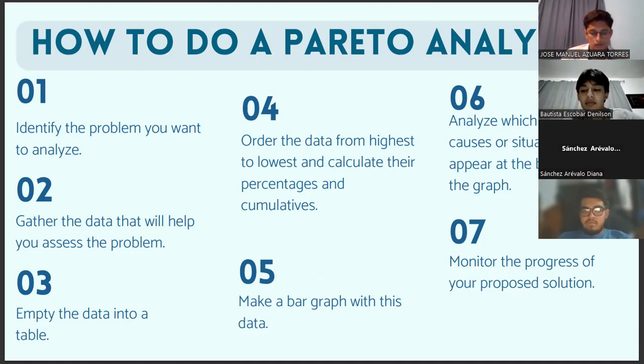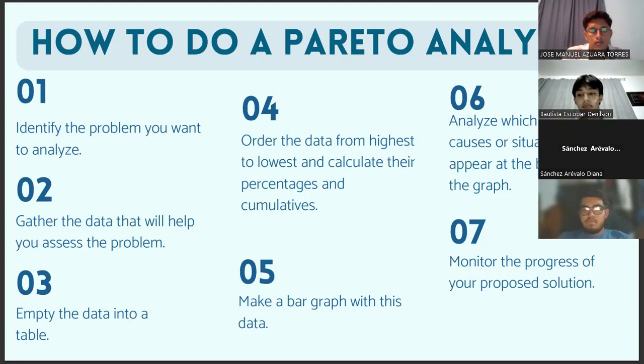Then you have point number 5, and you have to make a bar graph with this data. In the vertical axis on the left side, you have to put the magnitude of each factor, and in the vertical axis on the right, you have to put the accumulated percentage, and in the horizontal axis, you have to put the factors starting with the most important.